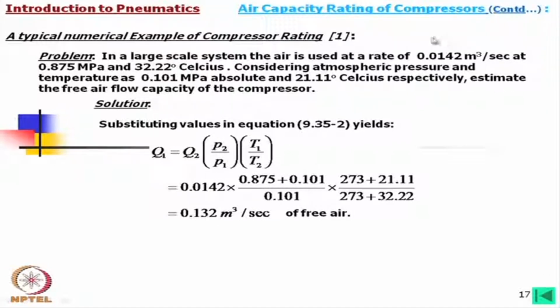Now, whatever pressure is given here, mind it, we have to convert it into absolute. That means, you simply add the normal atmospheric pressure. And then for the temperature, we have to add 273, the reference temperature. T1 and T2, the temperature rise is from 21.11 to 32.22, and what we find is that 0.132 meter cube per second of free air we need to compress.